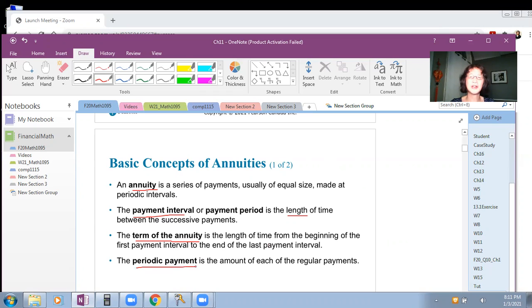Periodic payment is the amount of each regular payment. For this periodic payment, we usually use PMT to represent it. For the term of the annuity, we use the letter N. For example, if you buy a house, maybe the term of the payment is 5 year fixed. 5 years is the term.